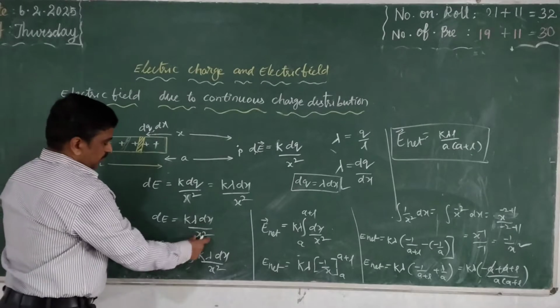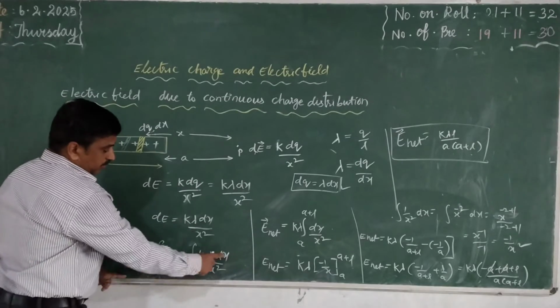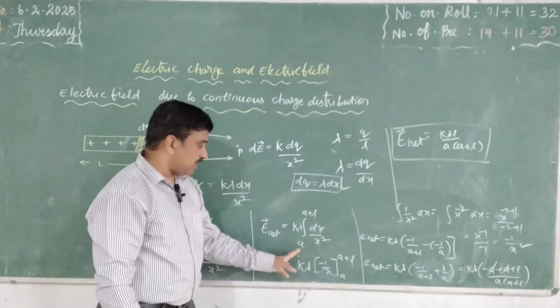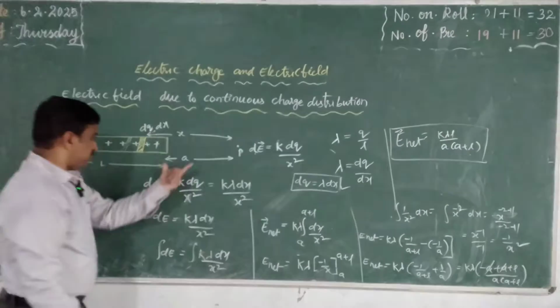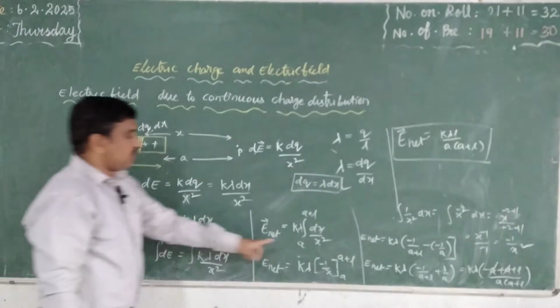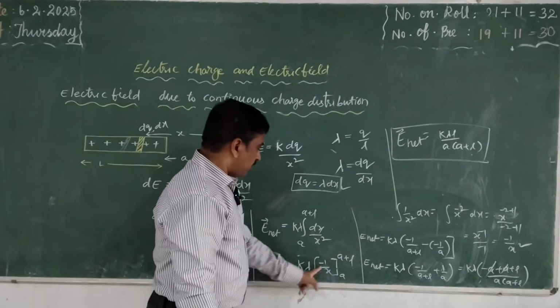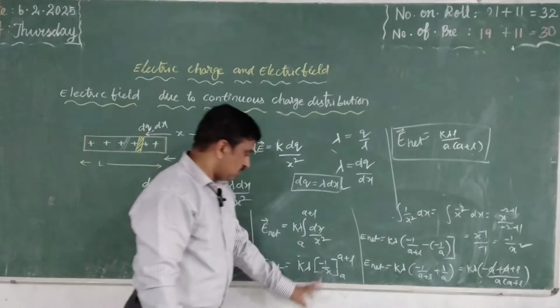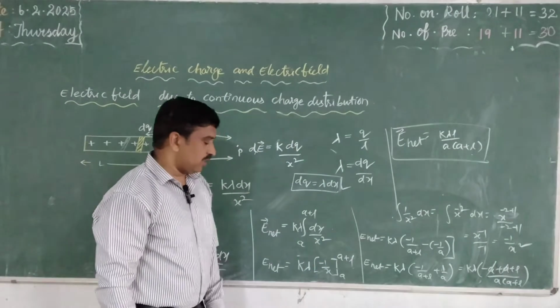See, k lambda dx by x square, integration. k lambda is constant, so outside we write integral dx by x square, and the interval is a to a plus l. Why? Because a plus l means the total rod is completed, that's why a to a plus l. So k lambda, integration of 1 by x square is minus 1 by x, with a to a plus l as the interval.